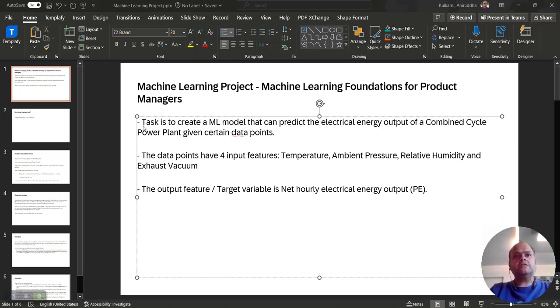So the task in this project was to create a machine learning model that can predict the output or energy output of a power plant given certain data points. The data set that was shared with us to carry out this project had four input features: temperature readings, ambient pressure readings, humidity, and exhaust vacuum. And it had one output or the target variable which our model attempts to predict, which is the hourly electrical energy output from this power plant.